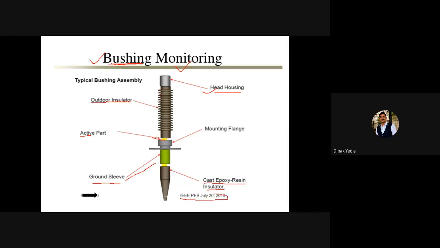So this picture is taken from this IEEE standard, and they have divided this typical bushing assembly into different parts. No doubt each component has its own function. One can say that without this outdoor insulator, we cannot hold or touch this particular part. Obviously it is made with the insulator. And inside this there is a conductor available like this. So this is the conductor available inside this particular bushing.